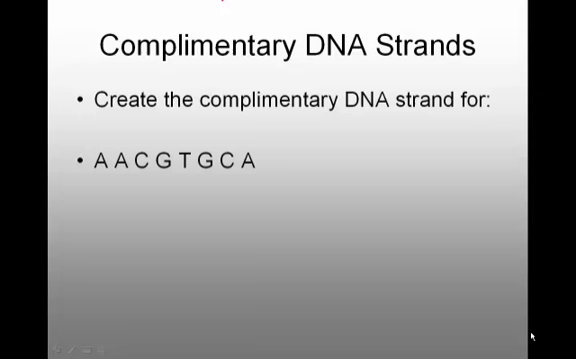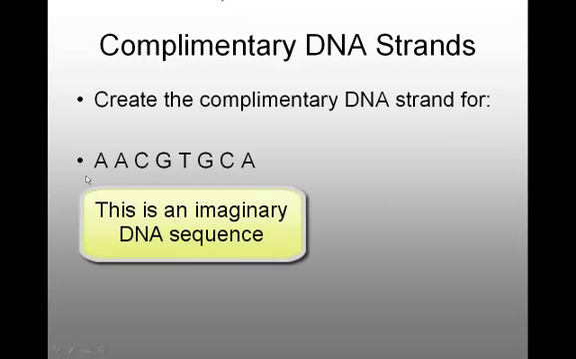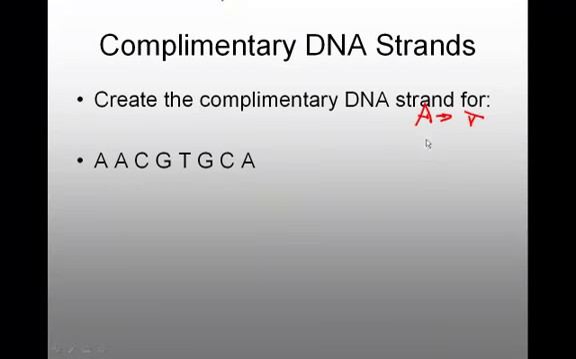So now when the DNA is replicating, remember that it uses its base pairing rules in order to create the new strand. So what we're going to do here is use the base pairing rules to create a complementary strand for what you see here. The strand we have is AA, CG, TG, CA. So remember, adenine pairs with thymine, cytosine pairs with guanine.